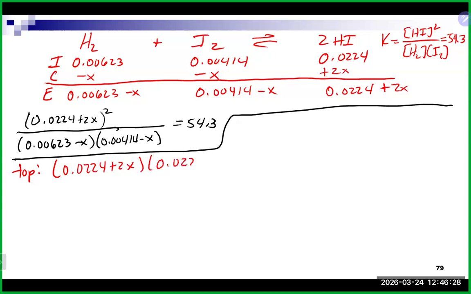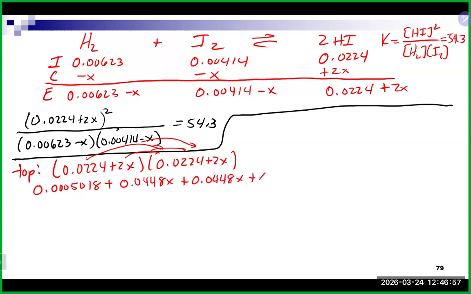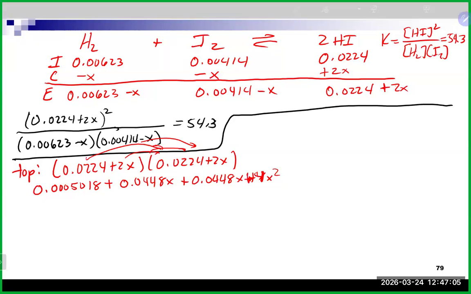When we do this, obviously a little in and out action. Sounds good. It is lunchtime, right? Going out action there. So if you do that, you will end up with 0.0005018 plus 0.0448x plus 0.0448x and a 4x squared.